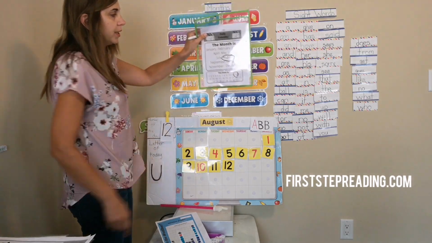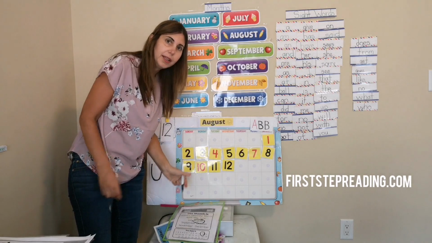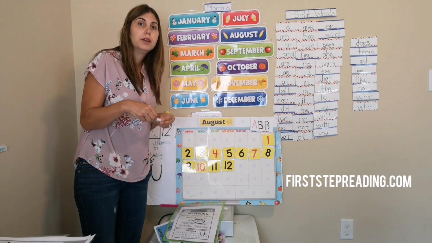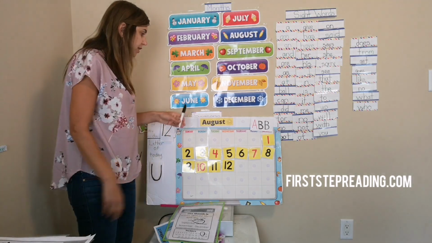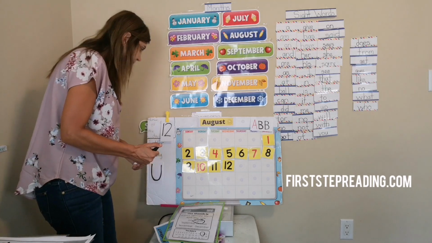12 is a 1 and a 2. How do you say August 12th? You don't say it like that. You say August 12th. If someone asks you the date, you say today is August 12th. That's how you would say it.